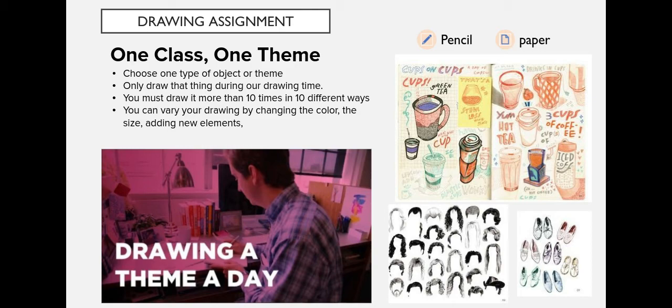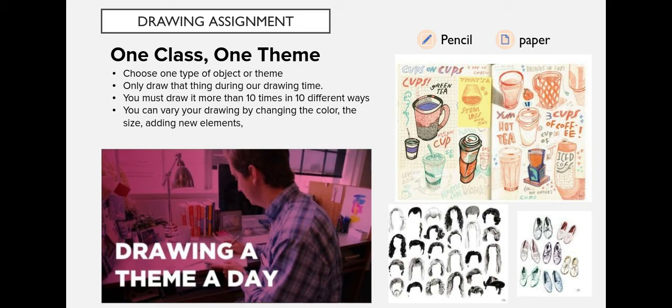So this leads us to our drawing assignment for today. It's called One Class, One Theme. You're going to choose one type of object or theme. So that means like a coffee cup or wigs or shoes or utensils like forks or anything in your house, different types of foods. I only want you to draw that thing during this drawing time.